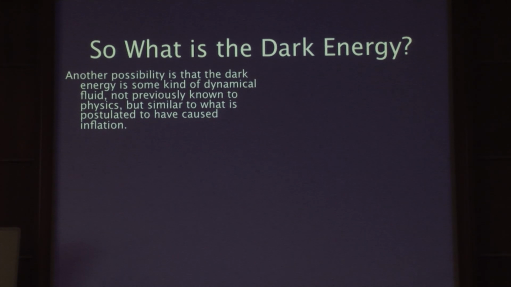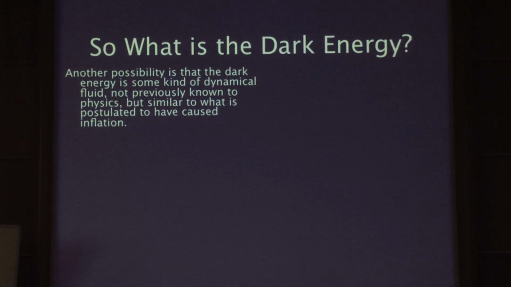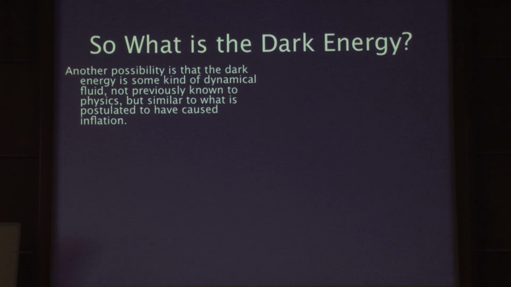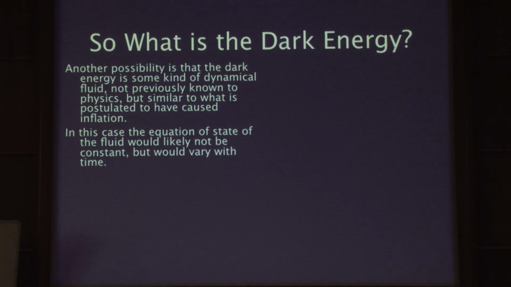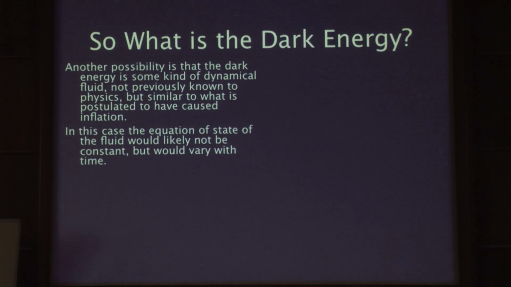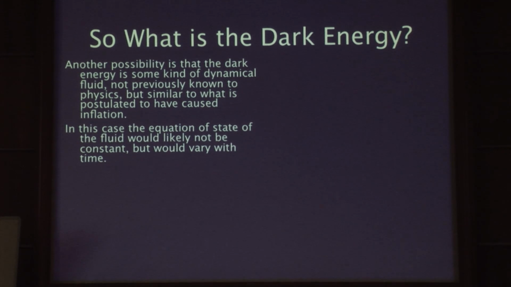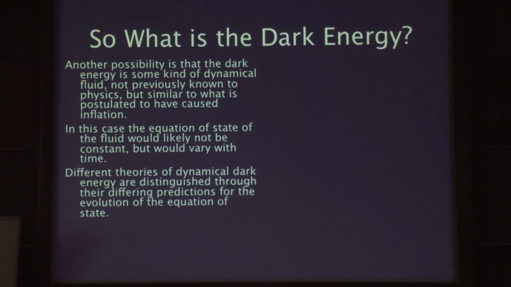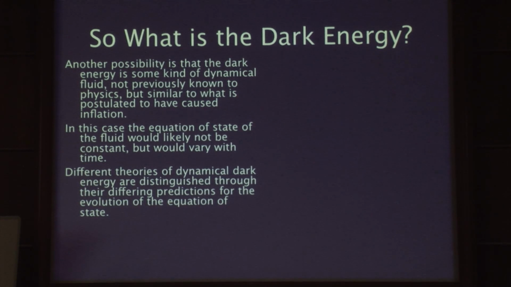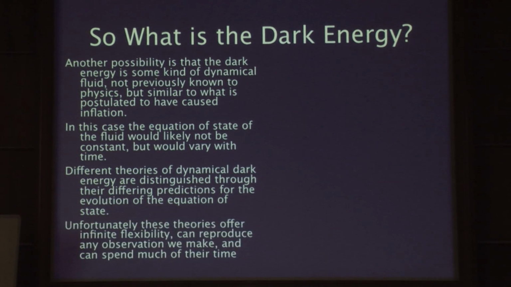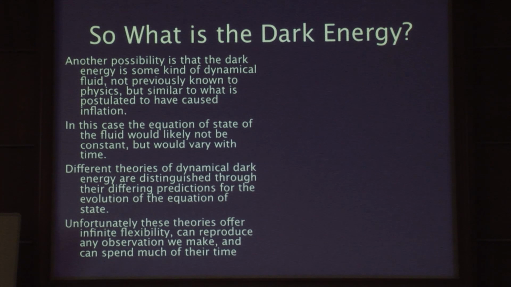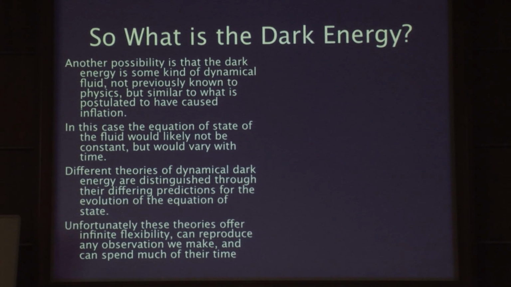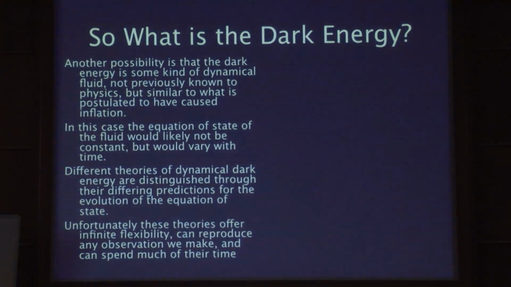Another idea is that it isn't the cosmological constant at all, that it is some sort of dynamical fluid not previously known to physics, but similar to what is postulated to have caused inflation. In this case, the equation of state of this fluid would likely not be constant, and it would vary with time. It would mean it would not exactly be -1. So the different theories of dark energy, which this is often referred to as, distinguish through their differing predictions for the evolution of the equation of state of the dark energy. Unfortunately, from my perspective as an observer, these theories offer at present infinite flexibility. They can predict any observable I can make. And so that means they're hard to disprove.